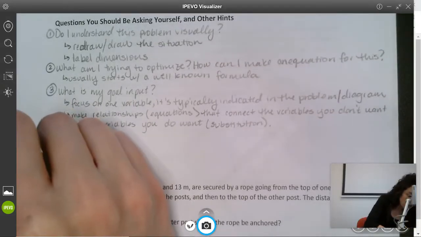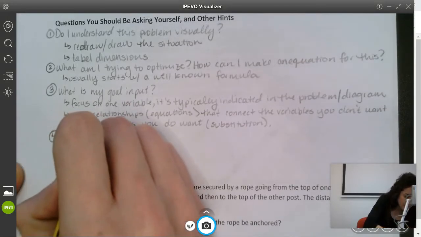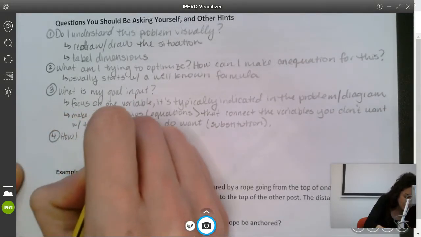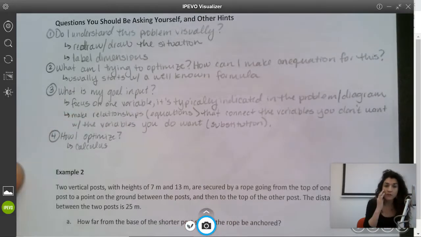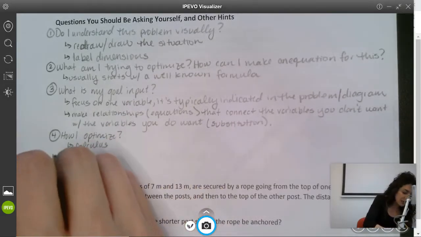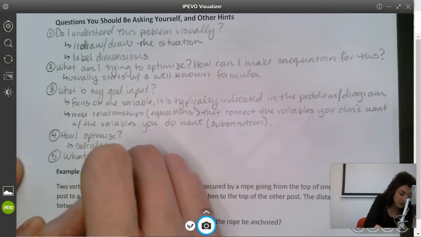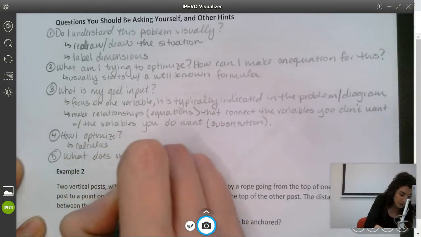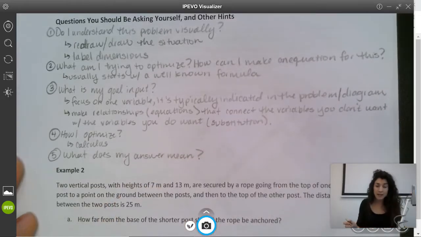Our last questions are more calculus based. How do I optimize? Calculus, right? Derivative equals 0. And then what does my answer mean is really important, especially because we are in an applications class, right?